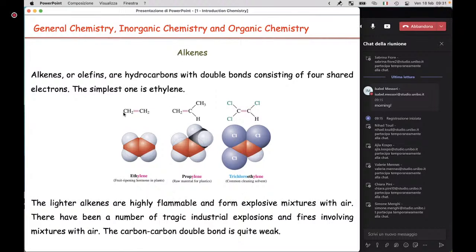Alkenes contain at least one double bond, and the simplest alkene is ethylene. The final part of the name of the molecule is modified: if the alkane was ethane, the alkene becomes ethylene, and so on and so forth.